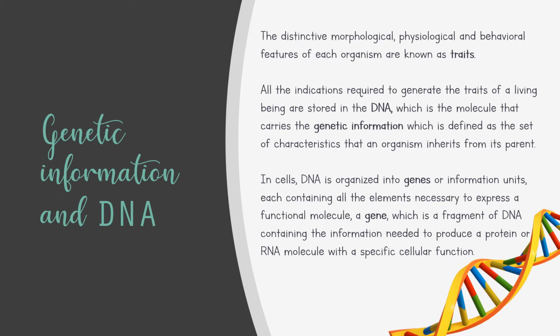And we're going to start with the genetic information and DNA. So, the distinctive morphological, physiological and behavioral features of each organism are known as traits. We worked on this in the last term when we were talking about, for instance, the color of the seeds in the pea plant. So we could have green seeds, or yellow seeds, or wrinkled seeds and smooth seeds, or purple flowers or white flowers. So these are morphological traits, but we have physiological traits too.